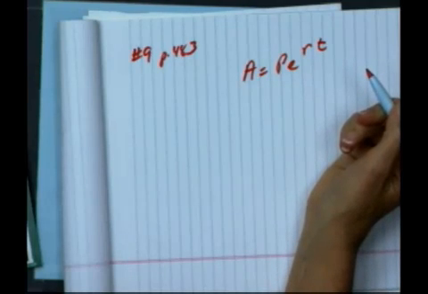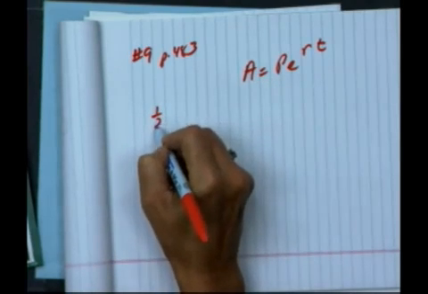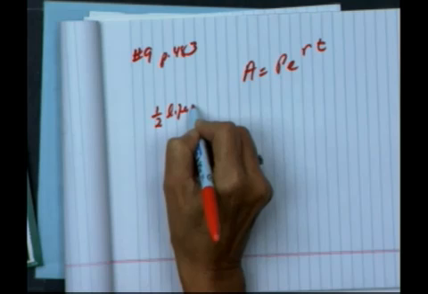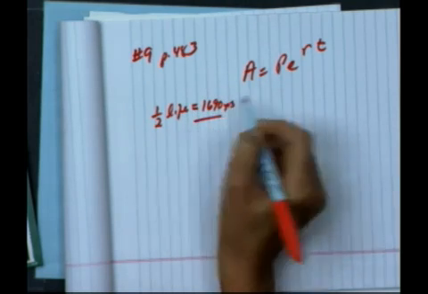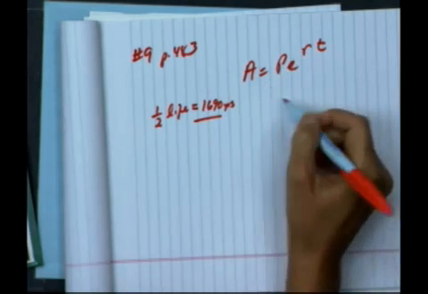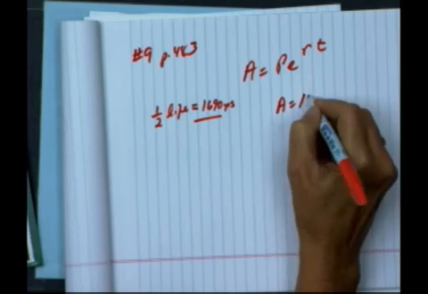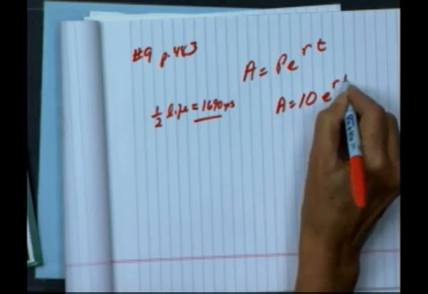If it's a decay, do you want to go with the shampoo problem? Okay. So A equals P e to the RT. All right. Your half-life, one half-life, is 1690 years. And you're starting out with 10 grams. So you already know you have 10 e to the RT.